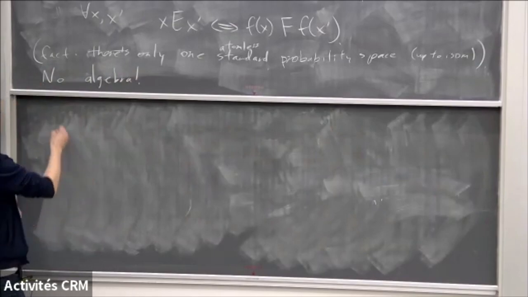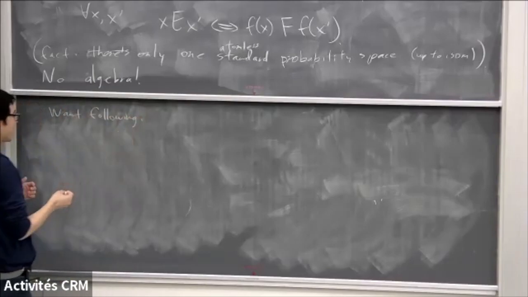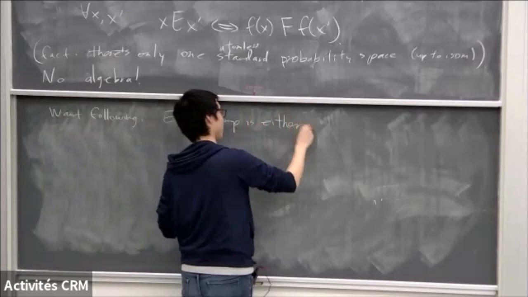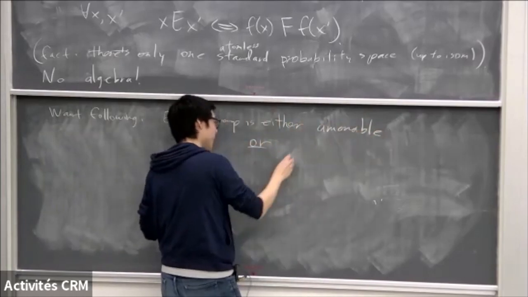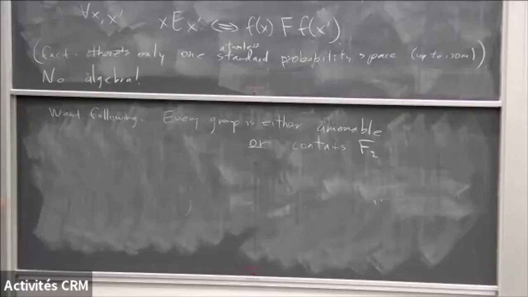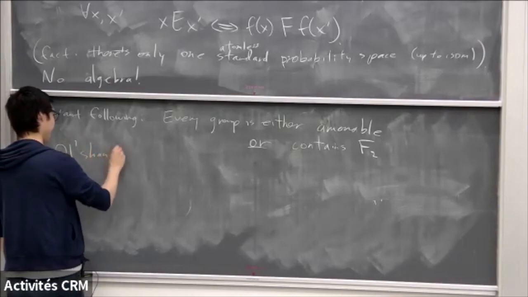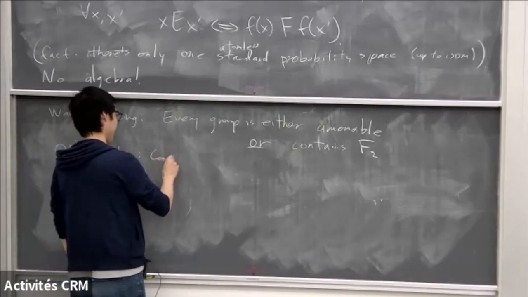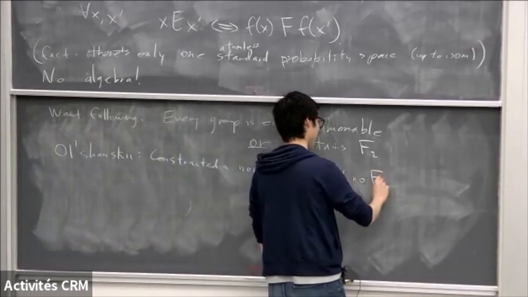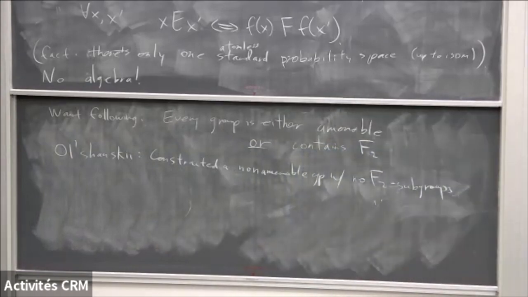Riley talked about this, the von Neumann conjecture. So we want the following fact: every group is either amenable or contains F2, the free group on two generators. This would be nice. Unfortunately, Olshansky refuted the von Neumann conjecture. Olshansky constructed a non-amenable group with no F2 subgroups, so no subgroups isomorphic to the free group on two generators. So we want this, but it's not true.